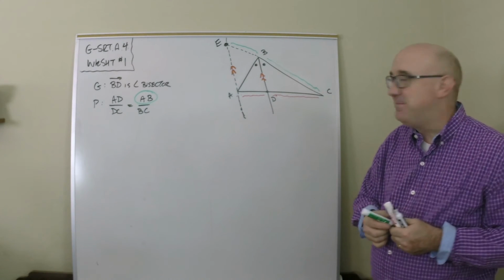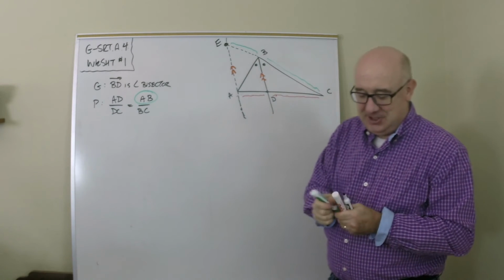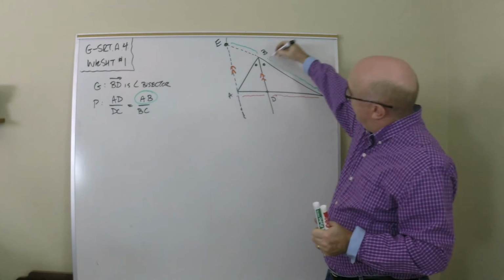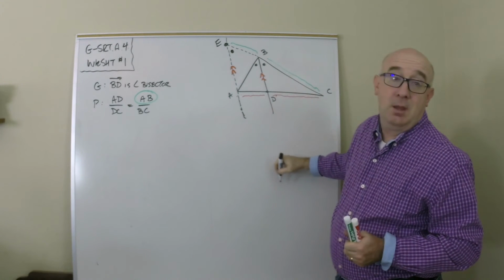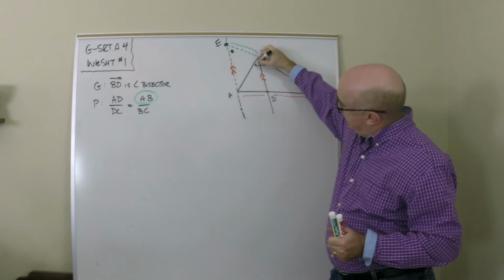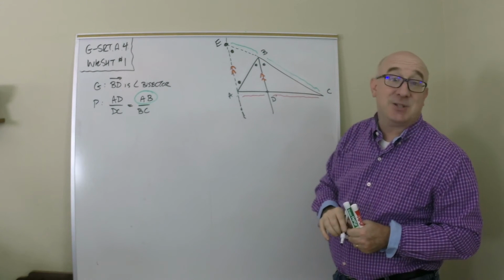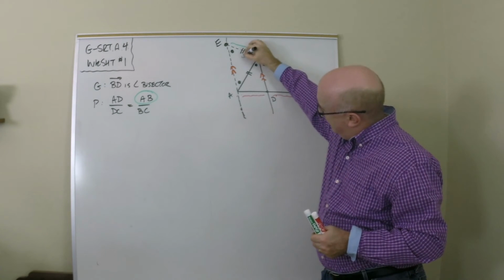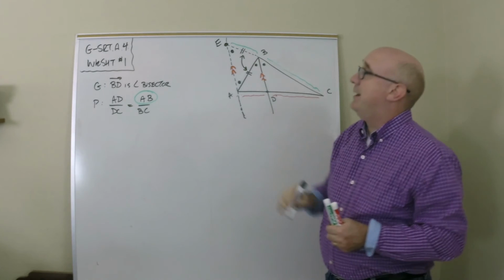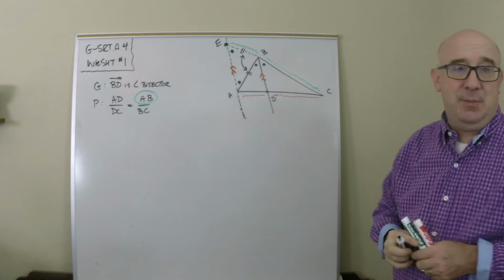Now here's the fun. These parallel lines introduce some angle relationships. This angle would correspond with this. Because they're parallel, this angle would be alternate interior to this. Guess what? We have an isosceles triangle where EB is exactly equal to AB.